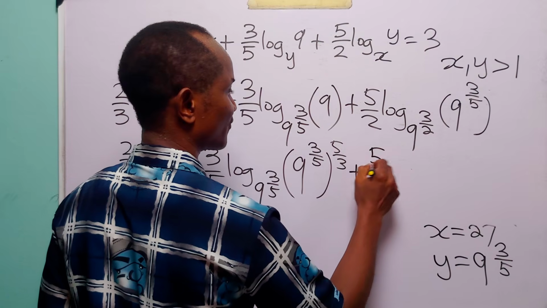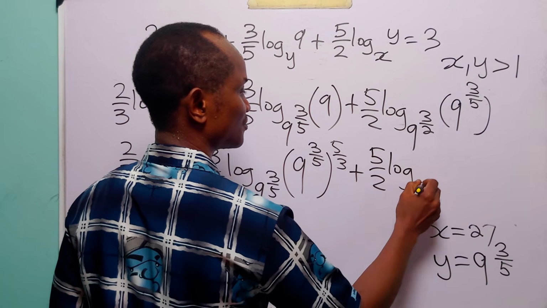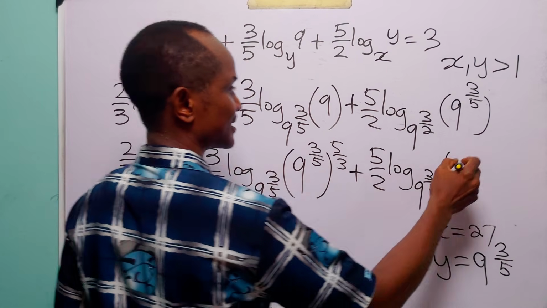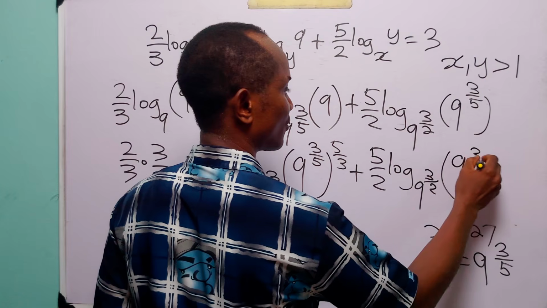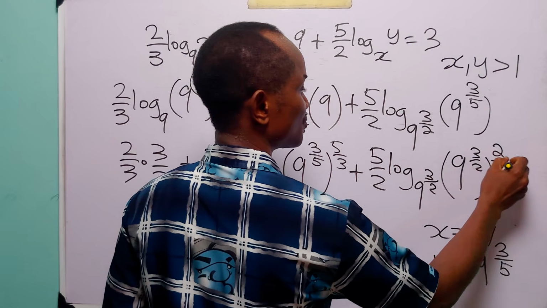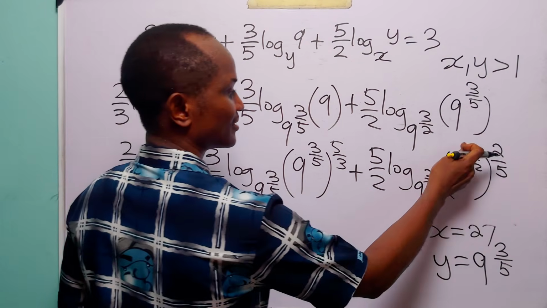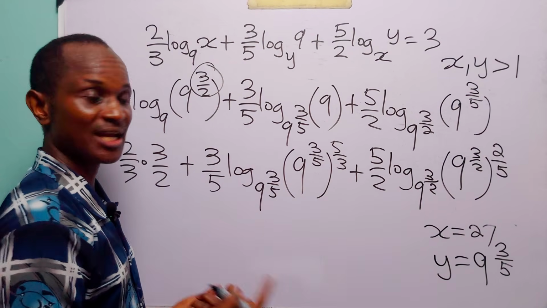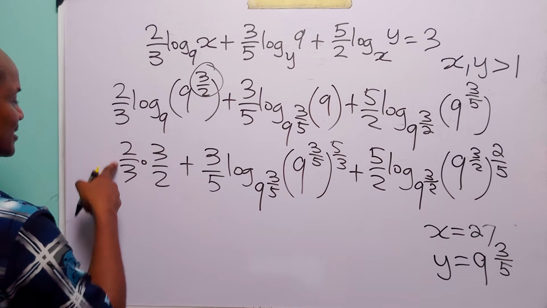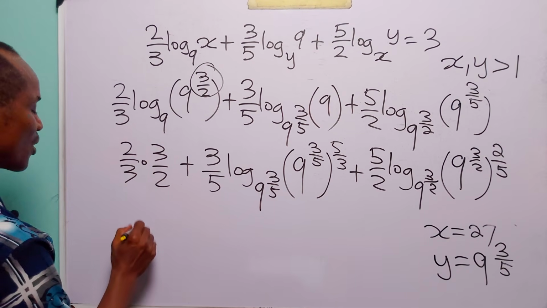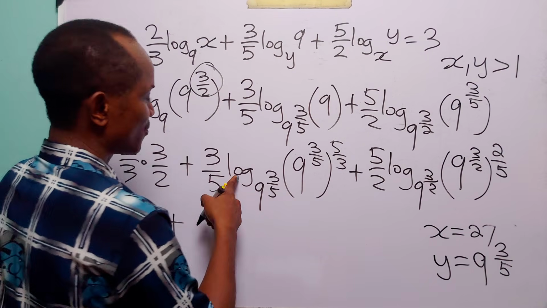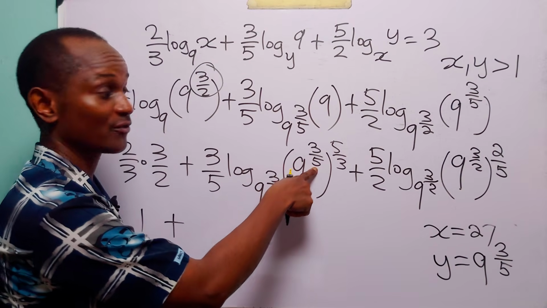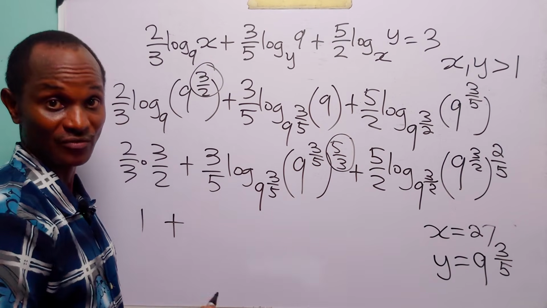And lastly, we have 5 over 2 times log to base 9 to the power 3 over 2 of, we can write this as 9 to the power 3 over 2 to the power 2 over 5. Once more, 3 over 2 times 2 over 5 is going to give us 3 over 5. So we haven't changed anything. Now, of course, you know that 2 over 3 times 3 over 2 is equal to 1 plus, we have log to base 9 to the power 3 over 5 of 9 to the power 3 over 5 to the power 5 over 3. So this is equal to 5 over 3.